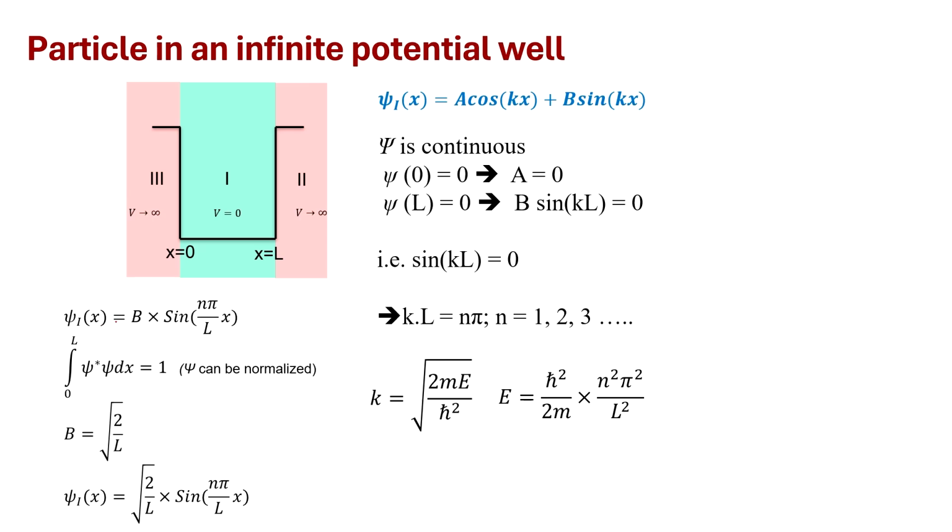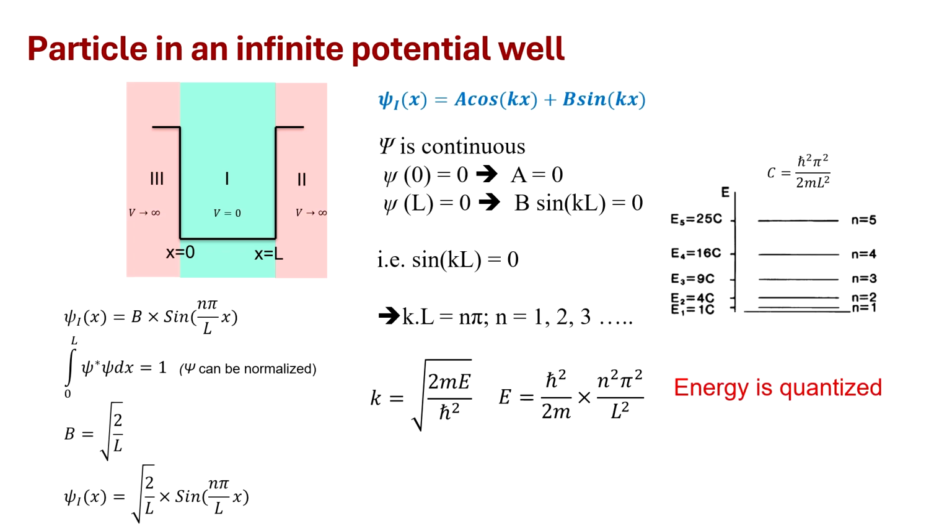So psi 1 of x can be written as b sin n pi by L x, and since we know that the product of the conjugate of psi and psi over the entire length must be equal to 1, because the particle must exist within that well. So, the product of these two integrated over the width of the well must be equal to 1. It has to be found somewhere, and total probability should be equal to 1. So, b can be found as square root of 2 by L, and so psi 1 of x will be square root of 2 by L into sine of n pi divided by L into x.